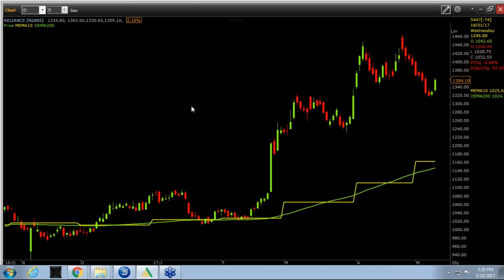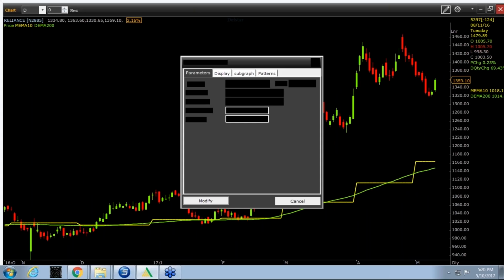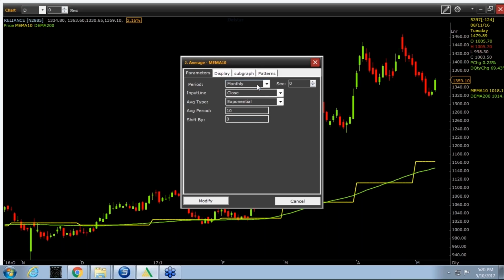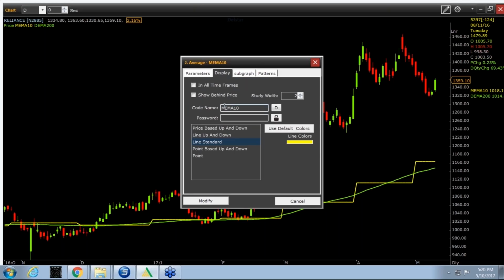So this is one major advantage, and this is not only for a moving average. For other indicators also you can plot it. I will show that to you as well. So we will talk about that as well. But before that, I will just make some changes.